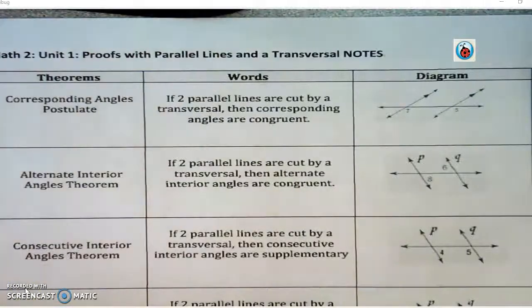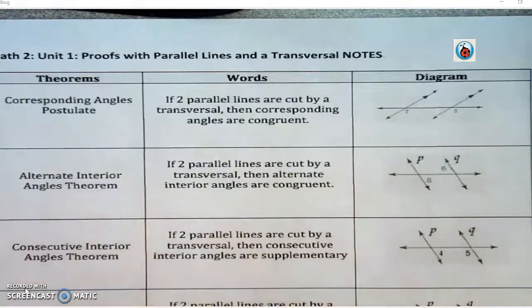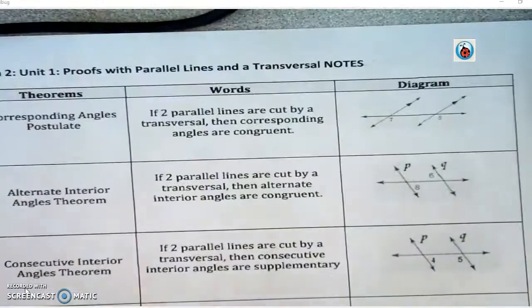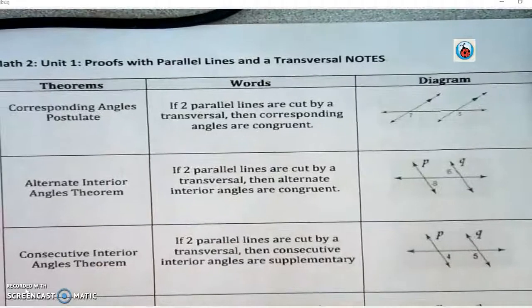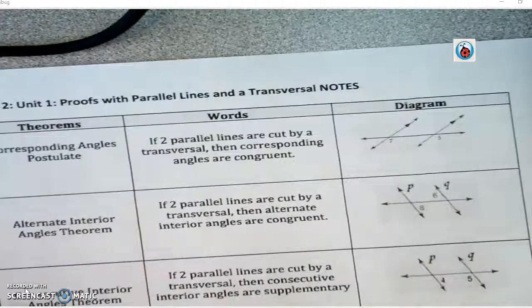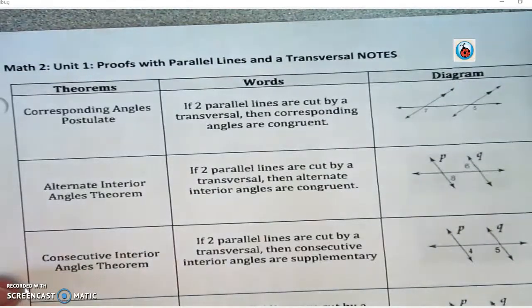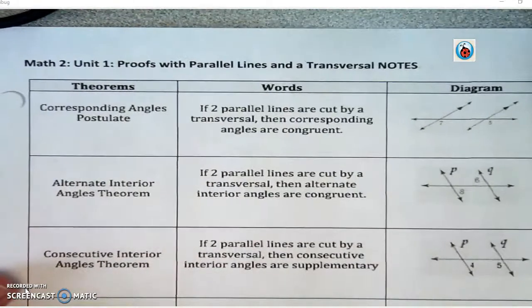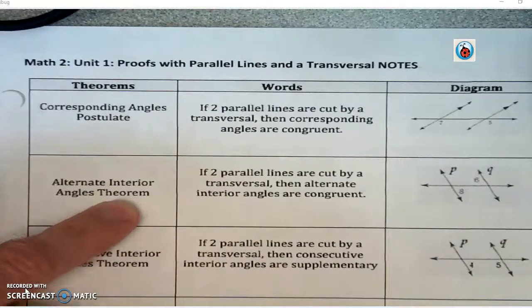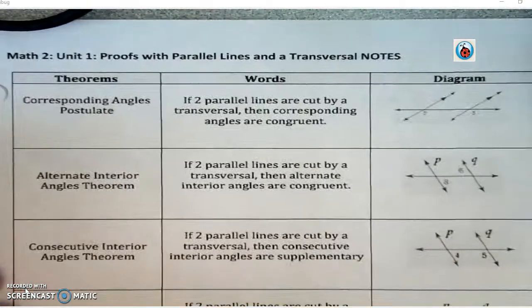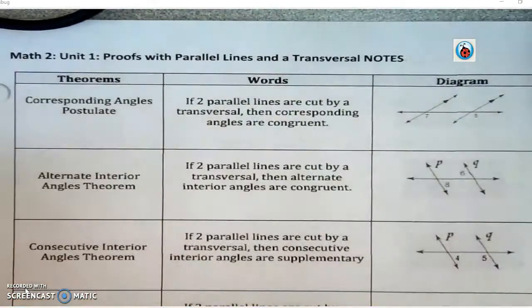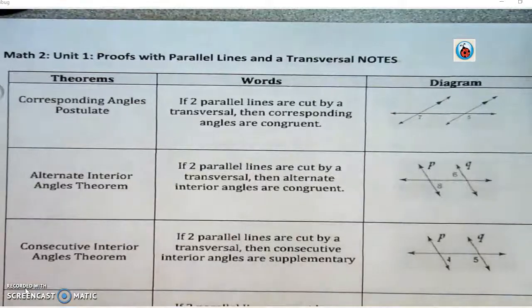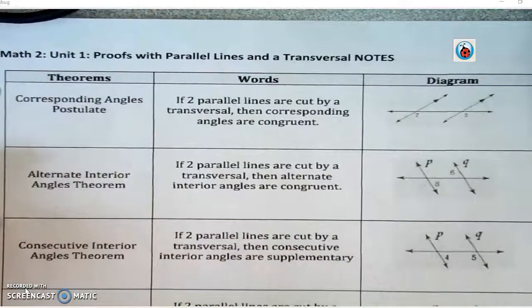Today's lesson is on proofs with parallel lines and transversals. First, I'm going to give you some postulates and theorems that we're going to be using in our proofs. A postulate is a statement which is taken to be true without proof, and a theorem is a statement that has been proved to be true. So we don't have to prove these things, we can use them in our proofs.